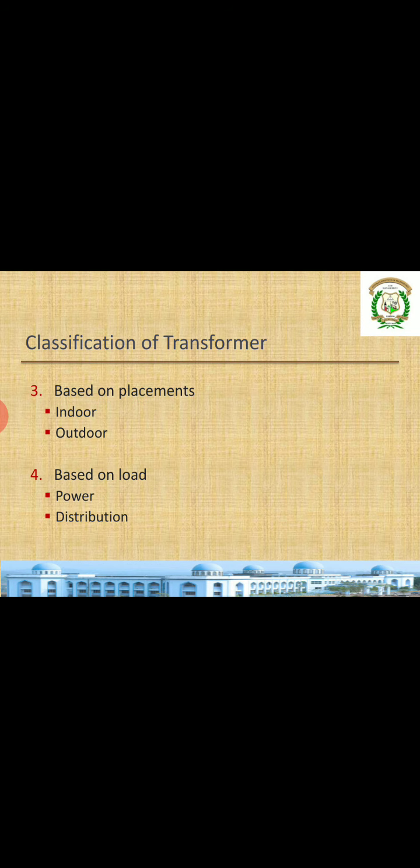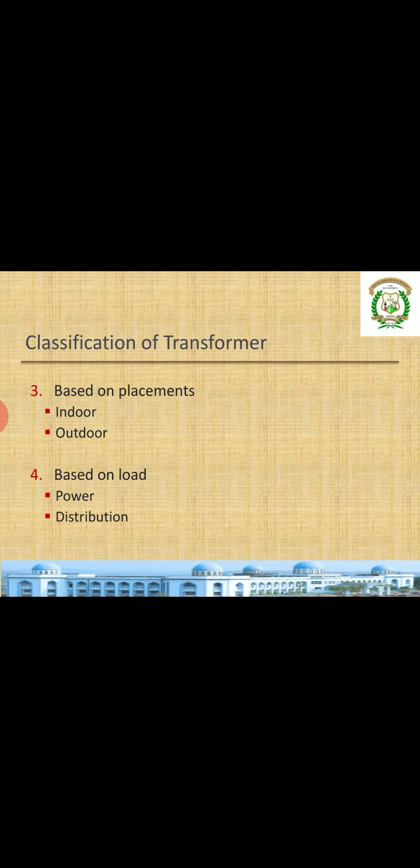Once again, based on placement, meaning where we are going to install the transformer, it is classified as indoor and outdoor transformers. Here the main thing is the terminal box of the transformer. Outdoor transformers have different types of terminal boxes than indoor ones, because in indoor we have cable boxes, since underground cables are coming in that need to be connected. And in outdoor transformers we connect the bushings, because overhead transmission lines are connected to them.